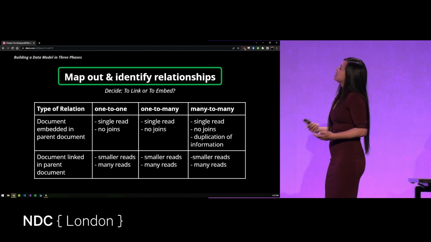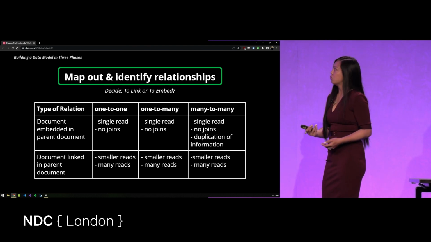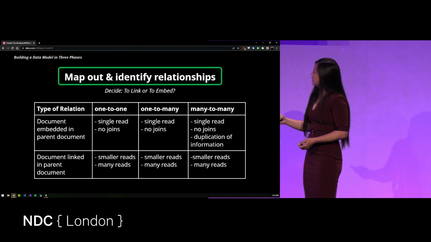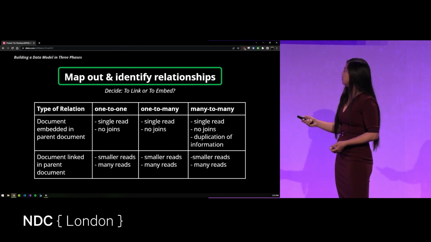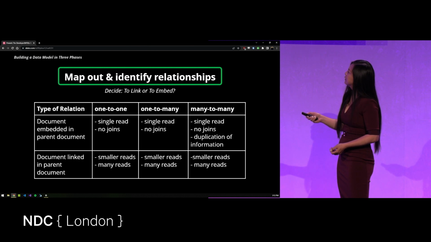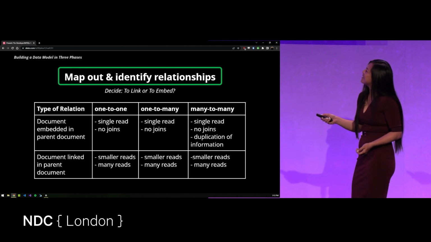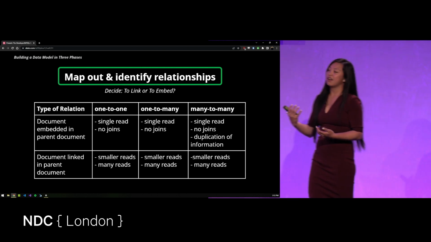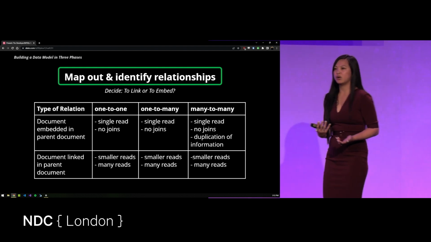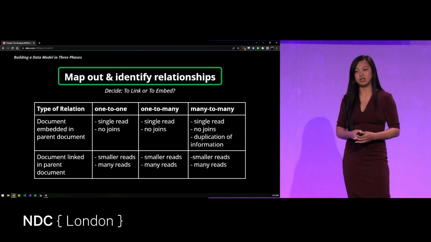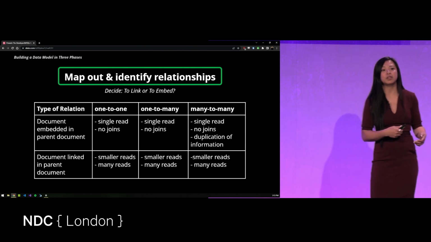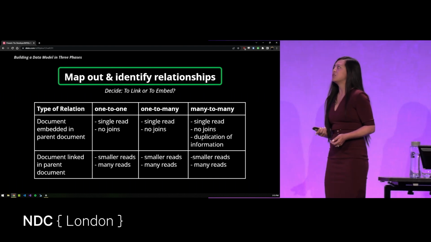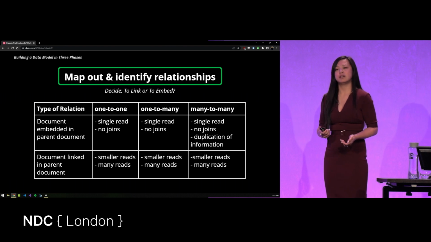And in a many-to-many relationship, we will also again have a single read, but as I mentioned, you'll have some duplication of information. In the document linked in parent document, on the other hand, if you do have linking, you will have smaller reads and you will have many reads. So it's important to take into account what is more important for your application. Do you need quicker performance, or can you get by with multiple reads but smaller reads because you have less in memory? So that's something to take into consideration when you are deciding whether to embed or to link.